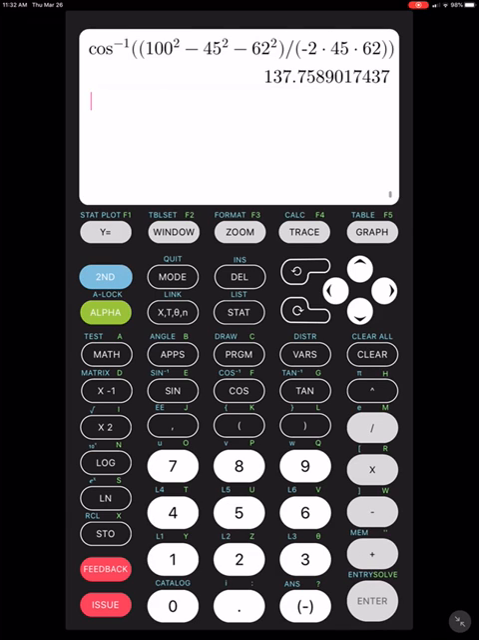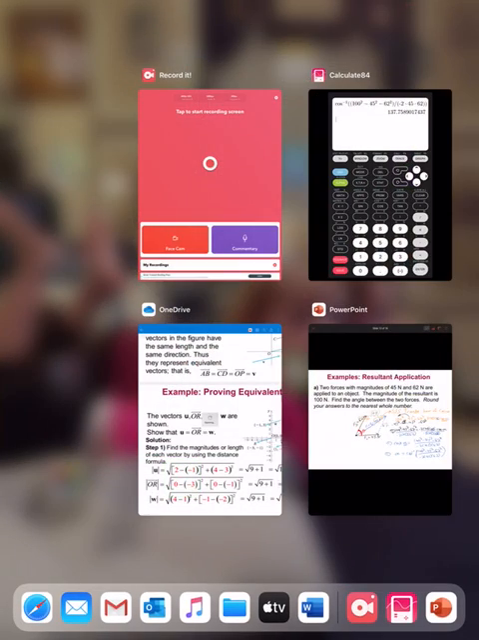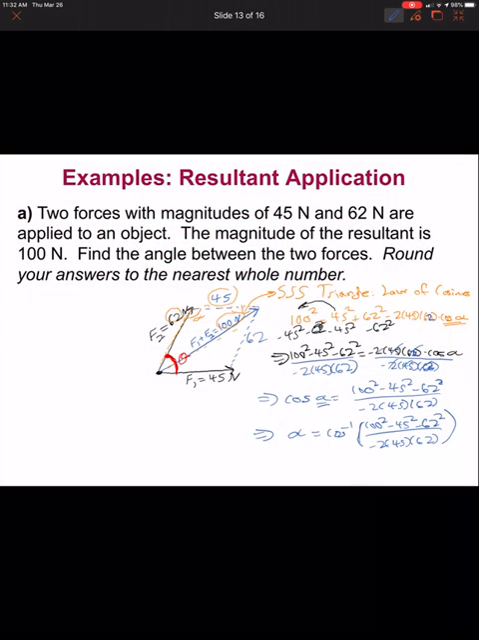Let's hit the enter button, and we get 137.75, so 137.8. Well, 138 degrees, since it said to round to the nearest whole number. So we got 138 degrees with that angle measurement. Let's go back to our drawing. There's angle alpha, and this alpha angle measurement is 138 degrees right here.